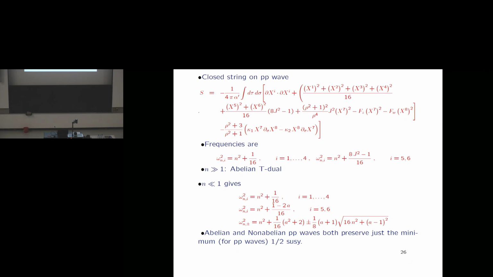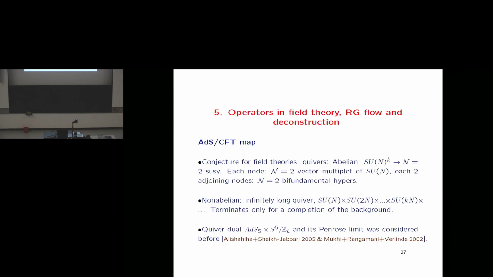Again, we can calculate the closed string action on the PP wave and the eigenfrequencies. The eigenfrequencies can be found in response to the abelian T-dual case and the strong coupling limit corresponding to the truly non-abelian case. So now we try to match these results with the field theory results.